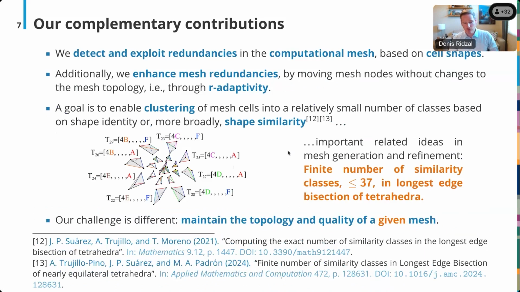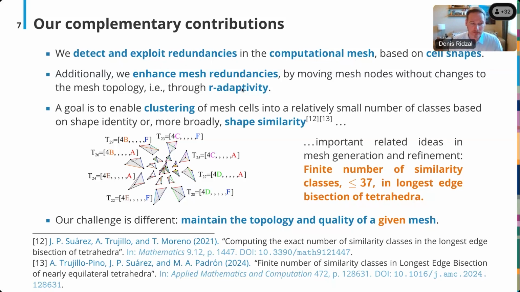So today I'll talk about two contributions that are complementary to all the related efforts that I've described previously. And these two contributions go hand in hand. So the first one is we assume that we're given a mesh with a high level of redundancy in the cell shapes, such as the extruded mesh I've shown before, or some other mesh. Maybe it's uniform, maybe it's graded, I don't know. And the first contribution is to detect and exploit these redundancies based on the cell shapes.